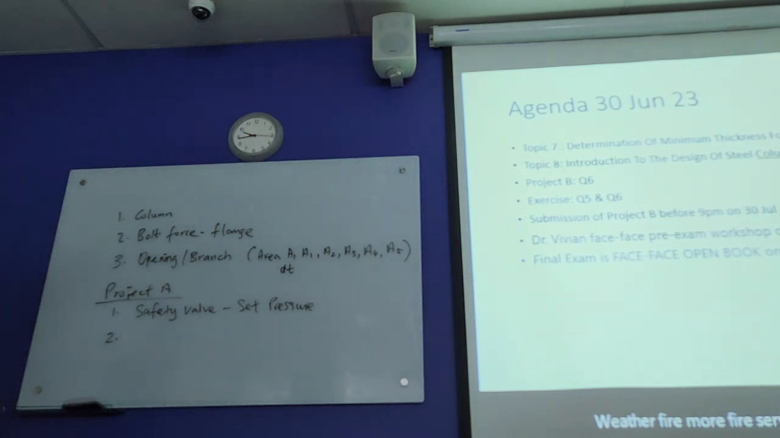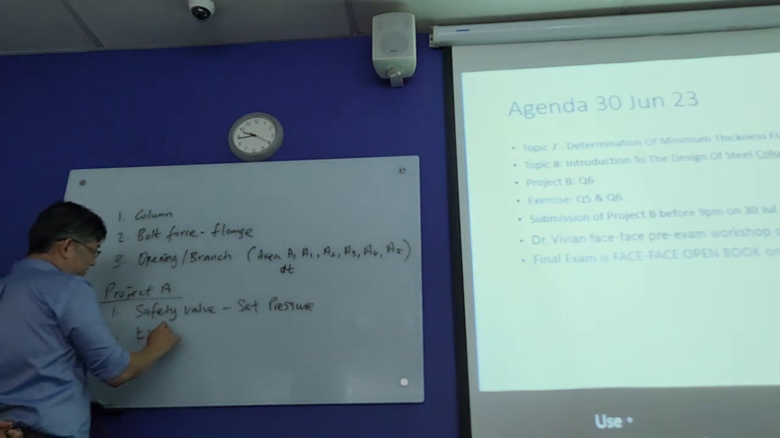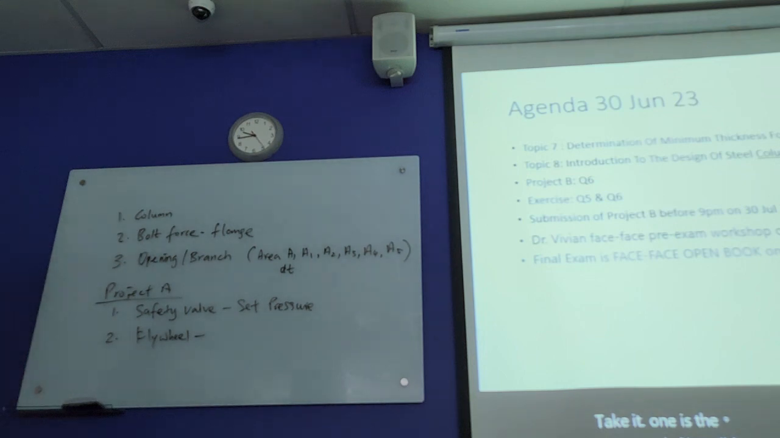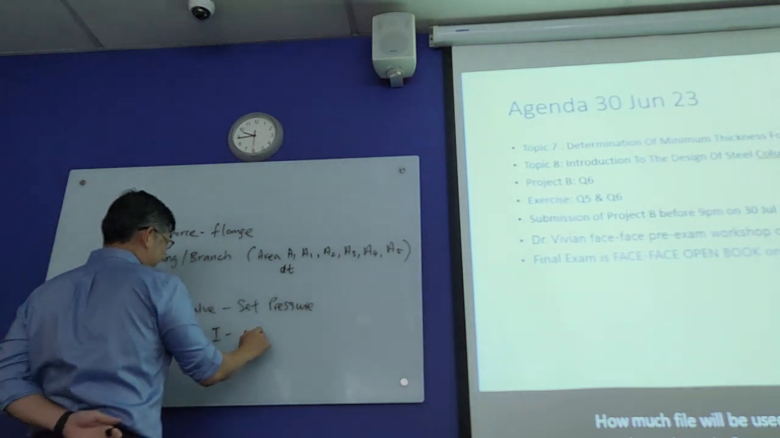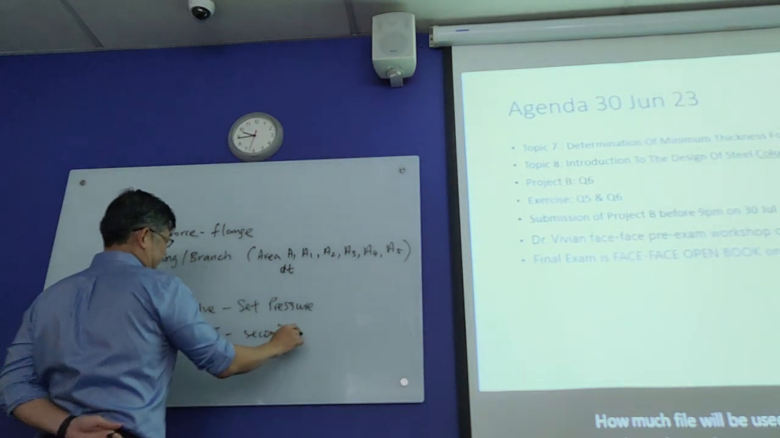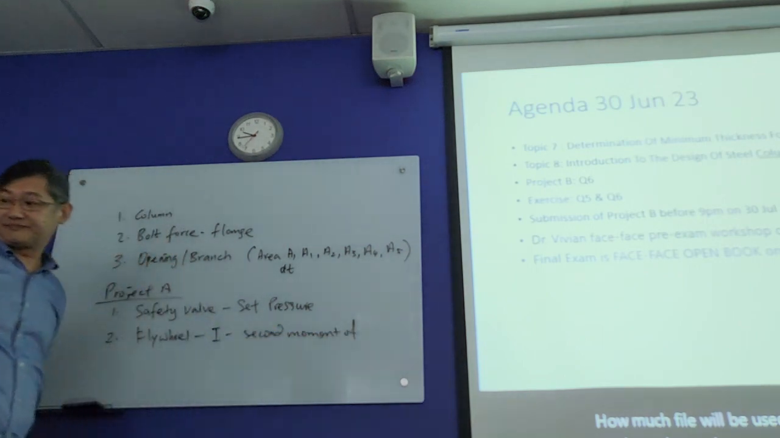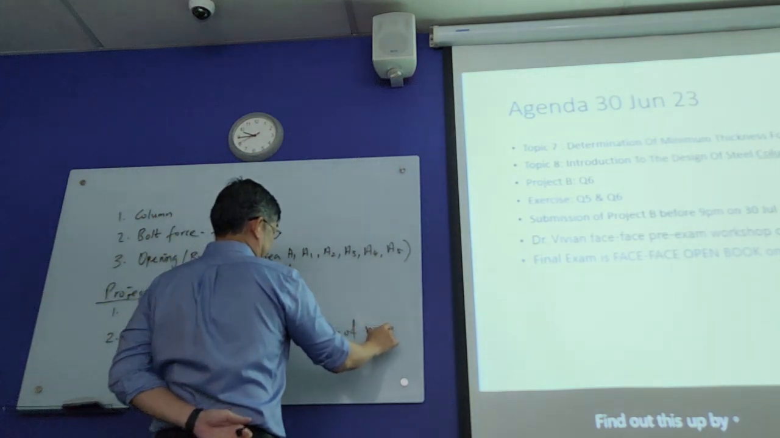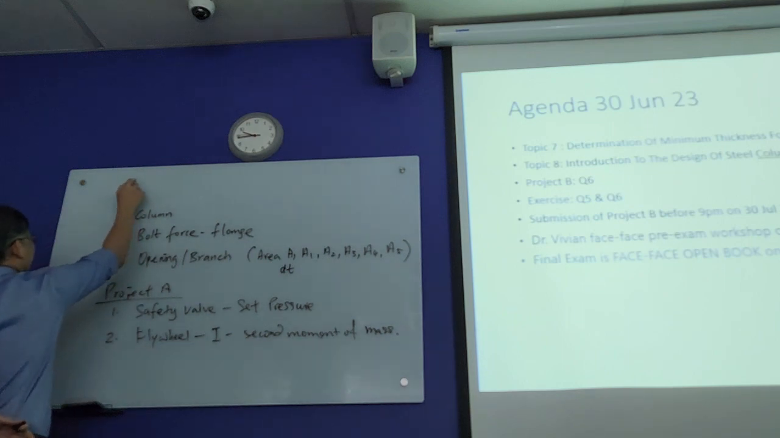Another one is the flywheel used for your piston compressor. All right. Important is to know how to find out this I. All right. Second moment of mass. This is under project B.